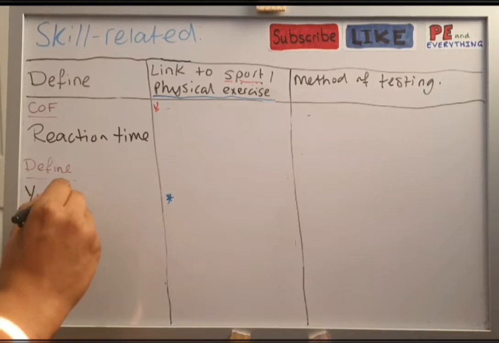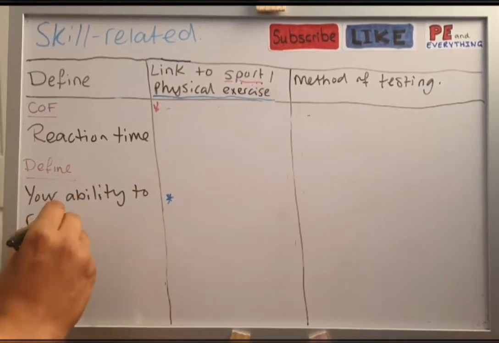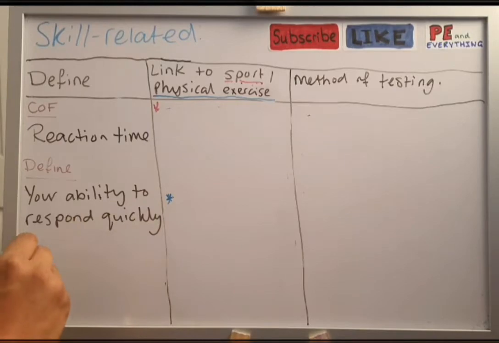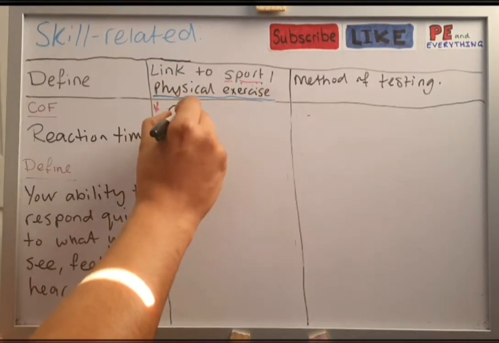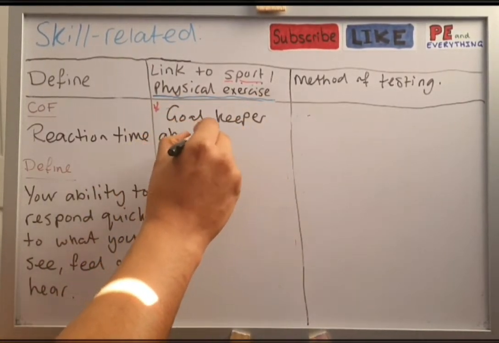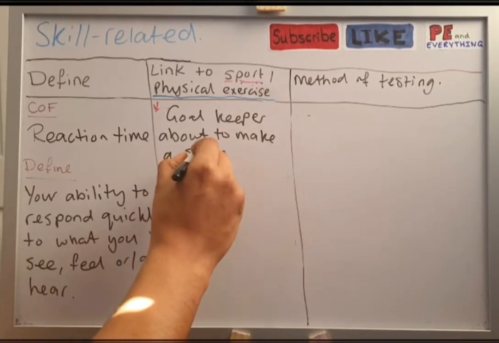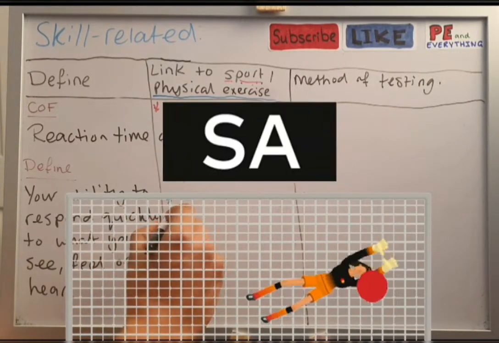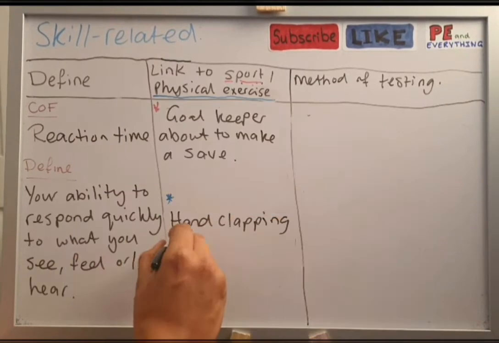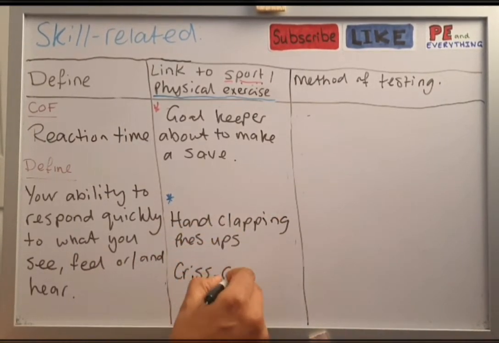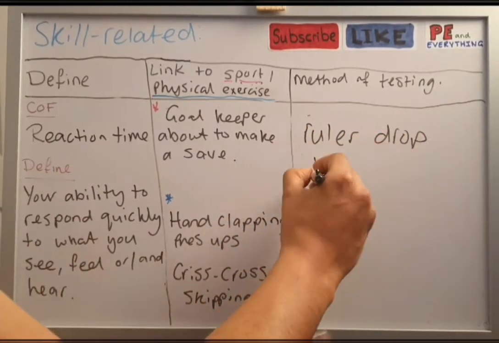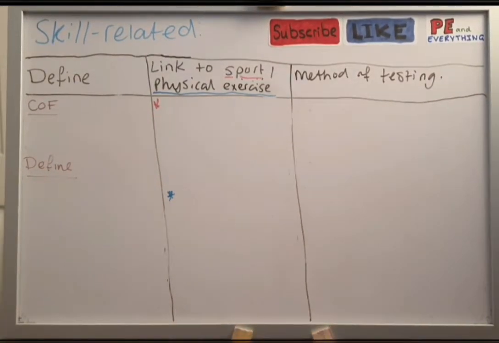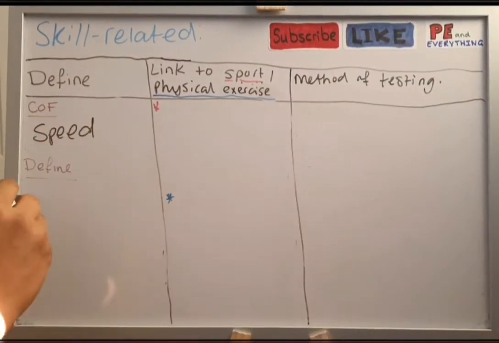Next, we have reaction time. The definition of reaction time is your ability, that word again, ability to respond quickly to what you see, feel, and or hear. It's the senses. A good link to sport would be during a penalty kick, a goalkeeper has to react to make a save. A good link to exercise would be clapping your hands during press-ups and crisscross movements in skipping. A good method of testing would be a ruler drop test.